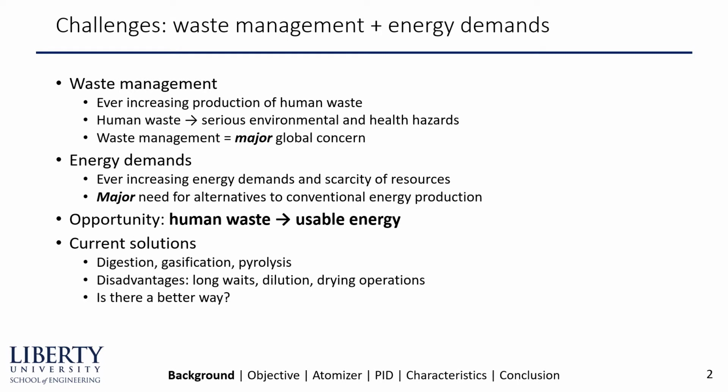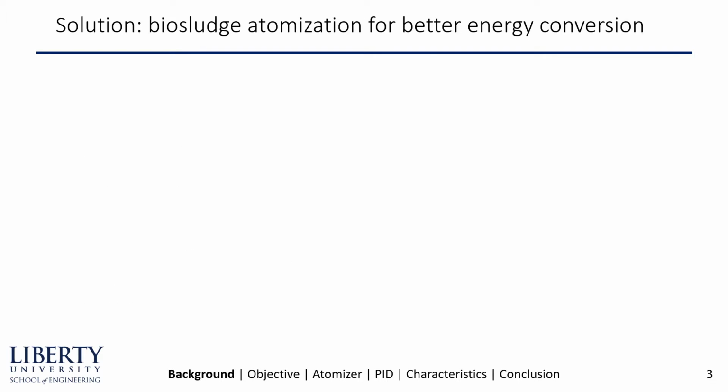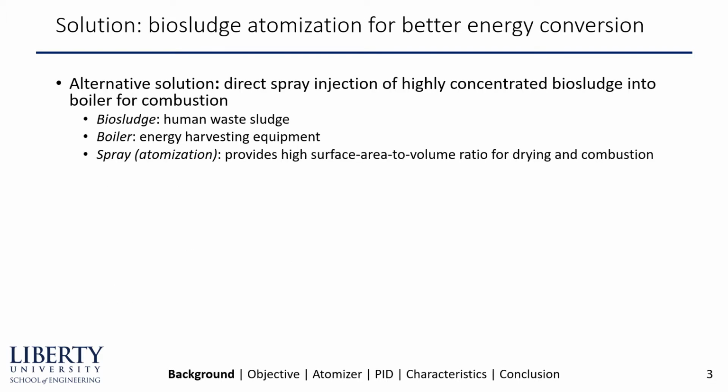There are several ways that this is currently done. I'm not going to talk about these in depth, but they're digestion, gasification, and pyrolysis, and have various disadvantages, including long waits, dilution, and drying operations that make them less efficient than they could be. So the question is: is there a better way? We believe that there is, and it's this: direct spray injection of highly concentrated biosludge into a boiler for combustion.